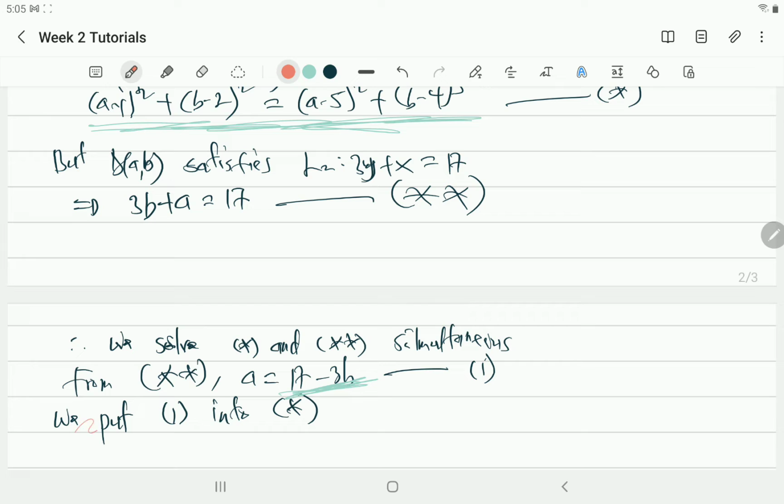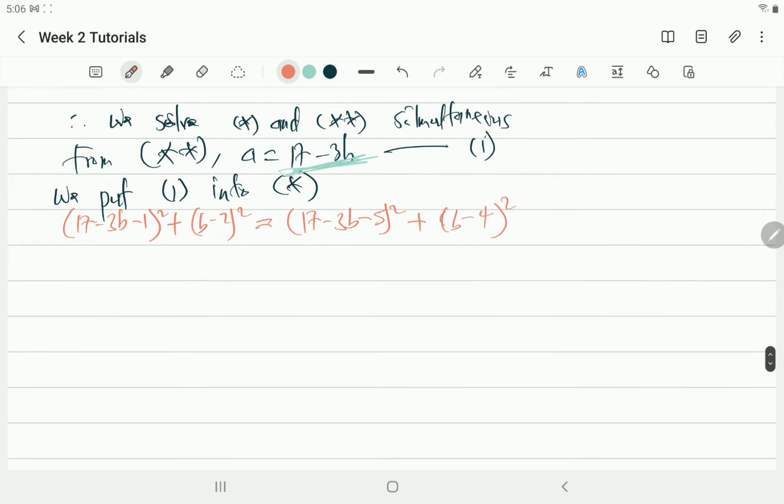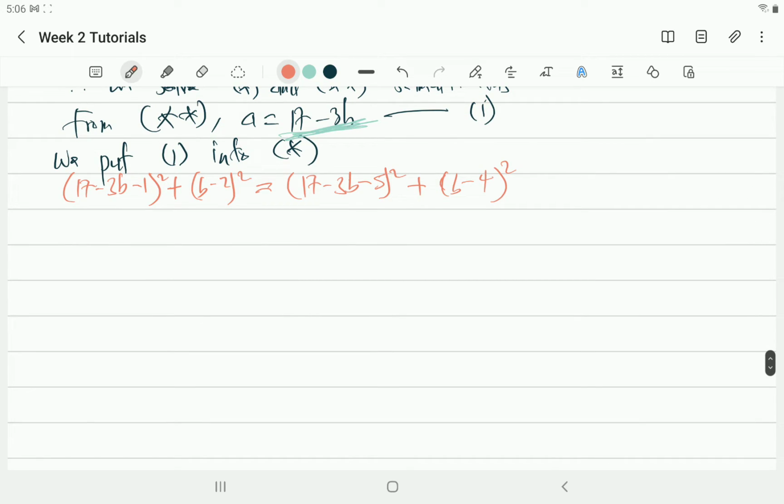I'm writing it in orange now. So I have 17 minus 3b minus 1, squared, plus b minus 2 squared, and this is going to be another 17 minus 3b minus 5, and that is also squared, plus b minus 4 and also squared. So we have done the substitution. Now fortunately we have an equation in terms of only b. All I have to do is solve this equation after simplifying everything.